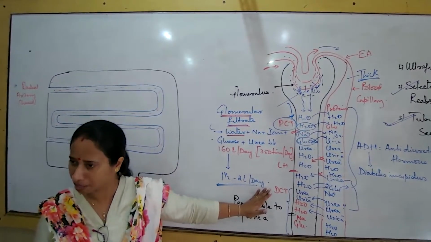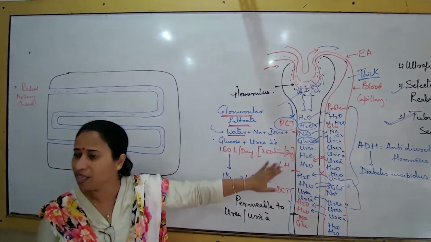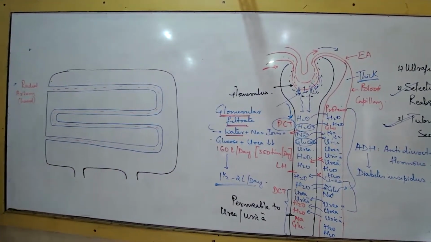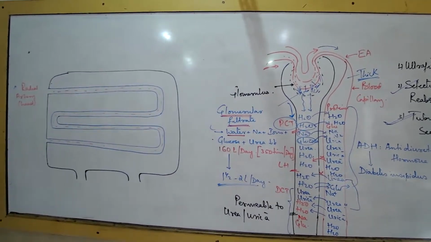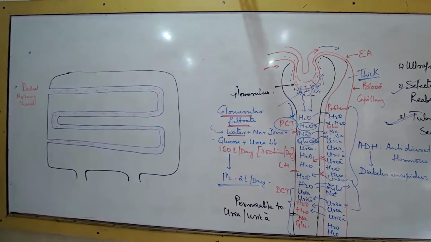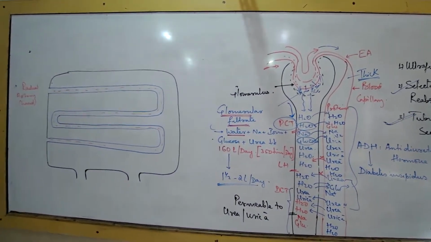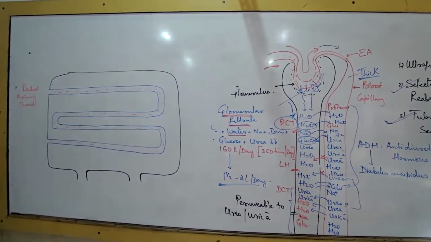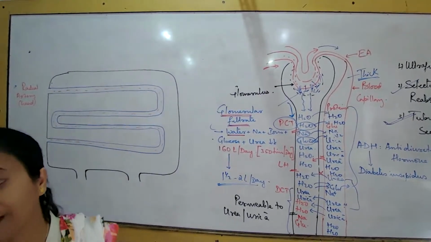To remember, you will have to read 4 times. It is not any difficult thing that I am telling you that you cannot remember. Read 4 times and you will remember. So if you don't want to remember PCT, DCT, then you have to write upper part, lower part. That reabsorption takes place in the upper part of the tubule and secretion takes place in the lower part of the tubule. You can write like this too. Clear?